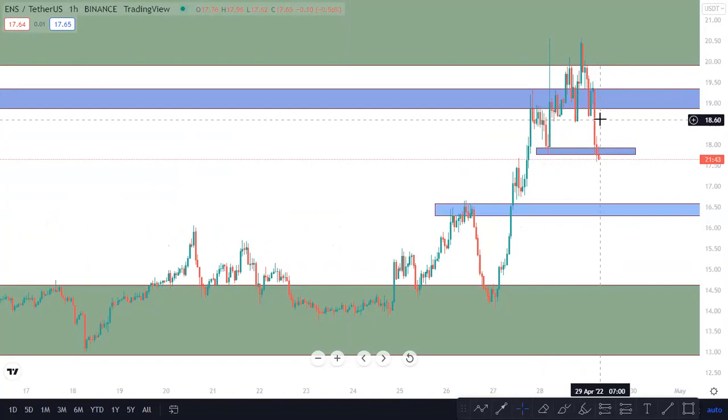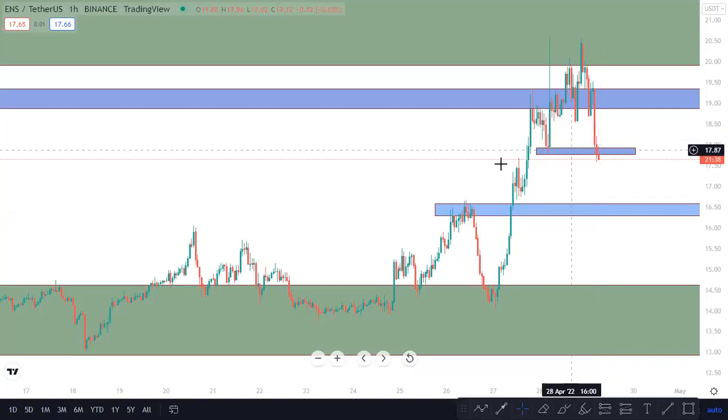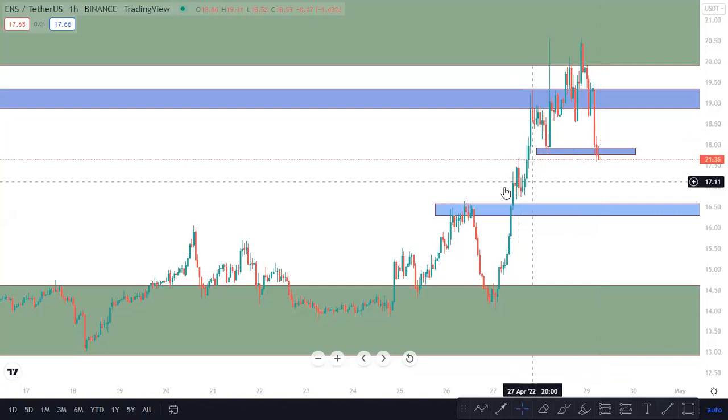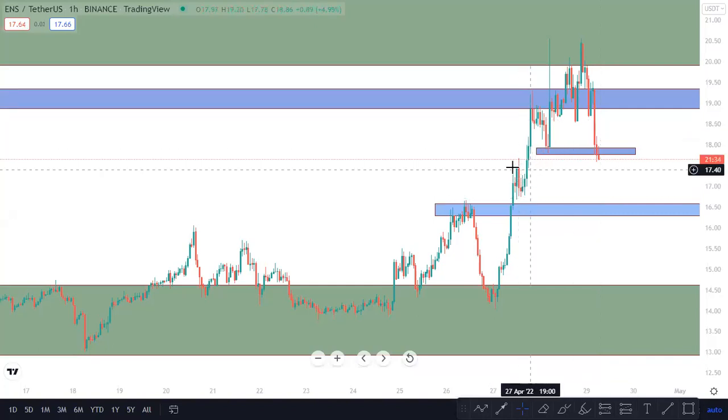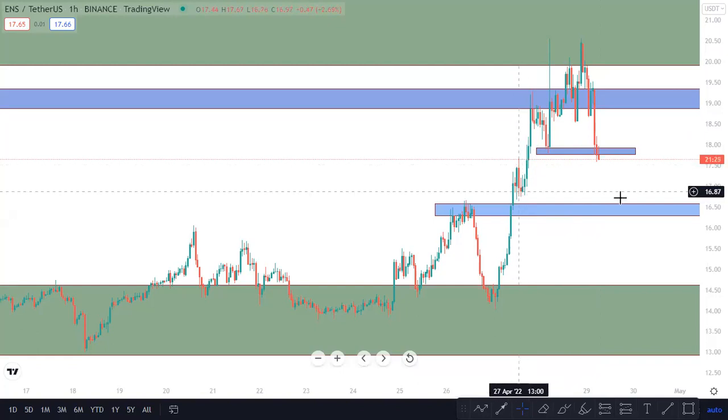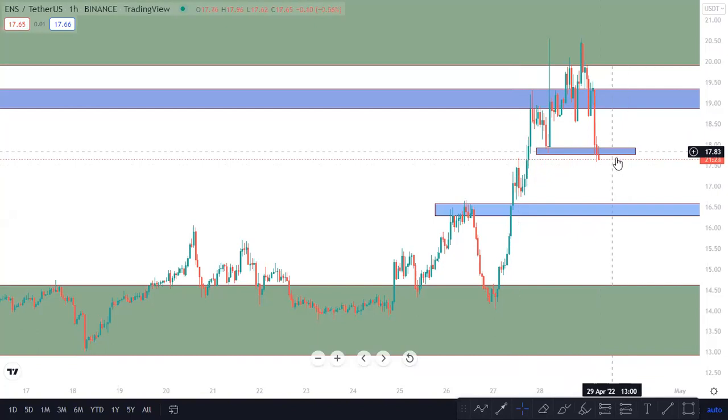So now what are we looking for right now? First things first, we have this area here that we might reject. It's not that effective, but you must keep an eye on what happens around this area. If you reject around this area, then you can take it as a pullback. Then maybe it will be a retest and a continuation again, right?